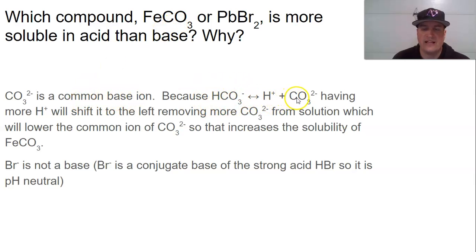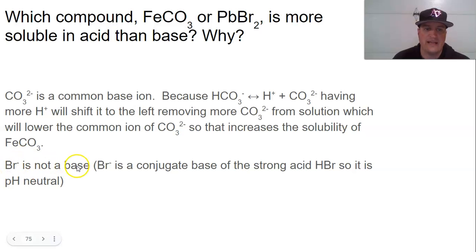Because we have the idea that carbonate plus acid is going to make hydrogen carbonate, that means having more hydrogen will shift it to the left, removing carbonate ion from solution, which will lower the common ion of carbonate. That increases the solubility. Because remember, this breaking down is going to be producing iron 2 ions and carbonate. If we have more hydrogen ion in solution, a lower pH, that's going to take carbonate out of the solution and therefore make more of this dissolve.